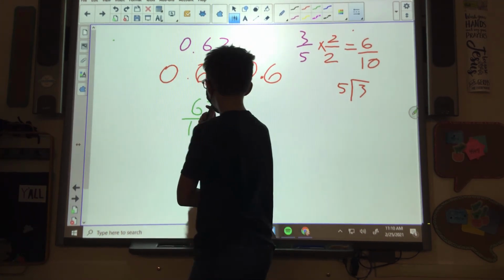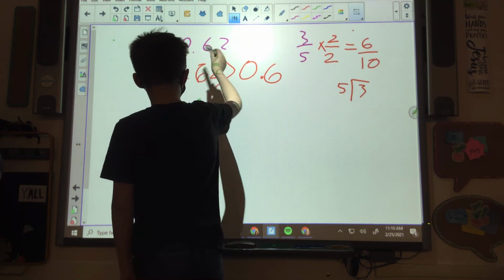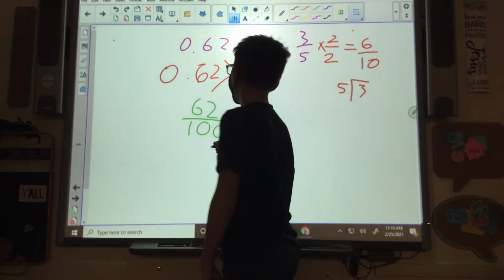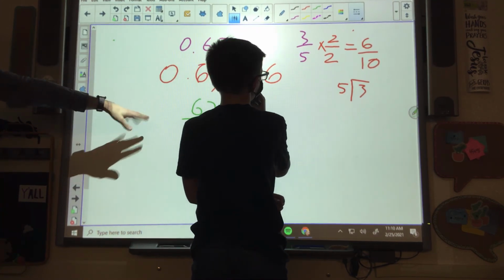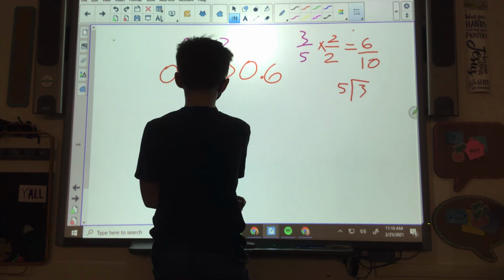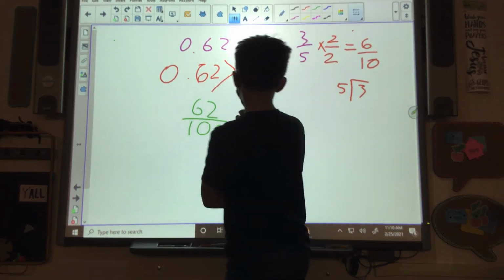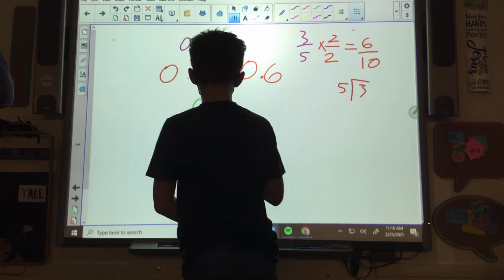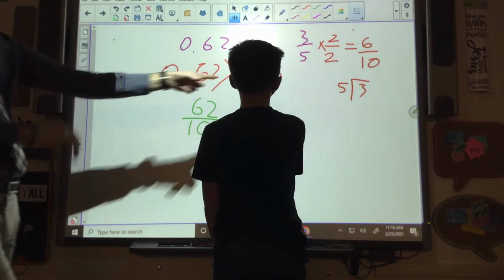Yep, you got it. So you can get that one over 100, or you can get a common denominator. Can I help you? I'm done? No, they both have to have a common denominator first. When they have a common denominator, then you're done. So what's the other side? 3/5.